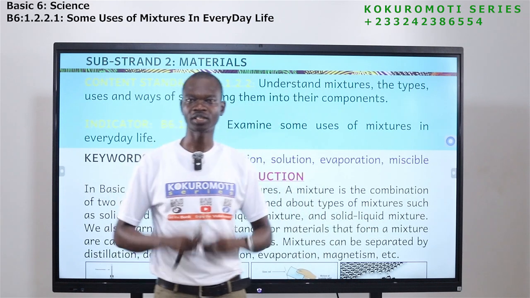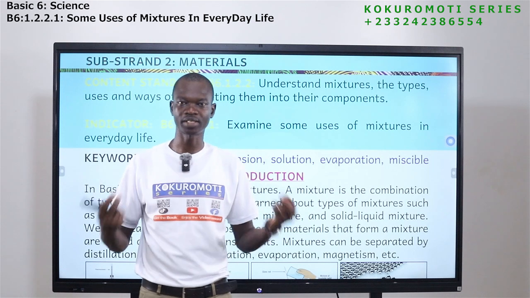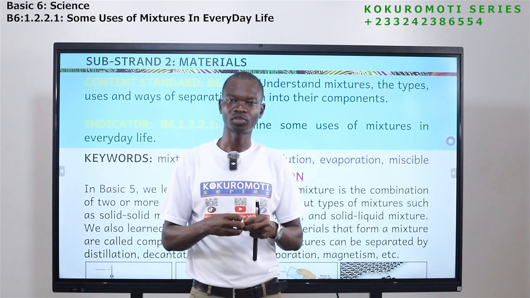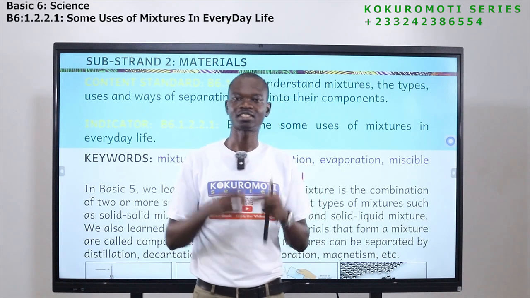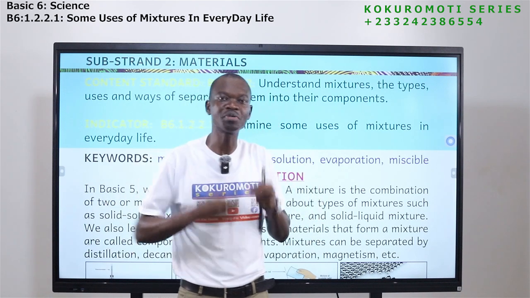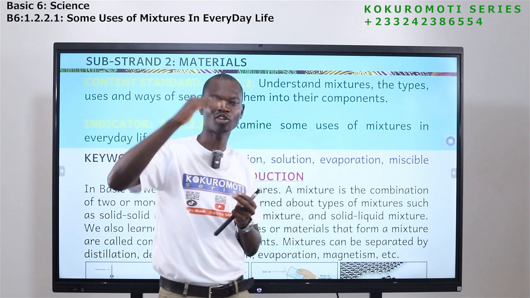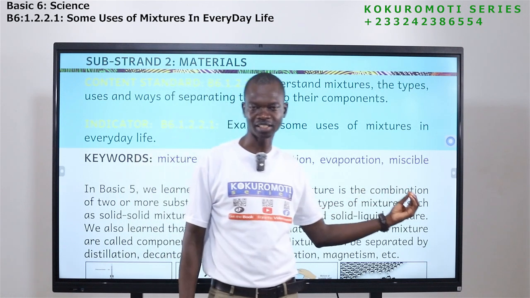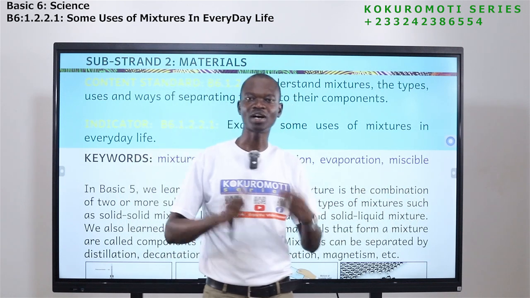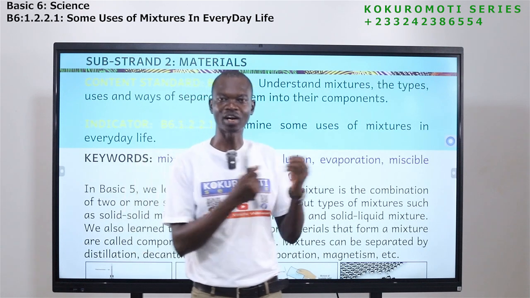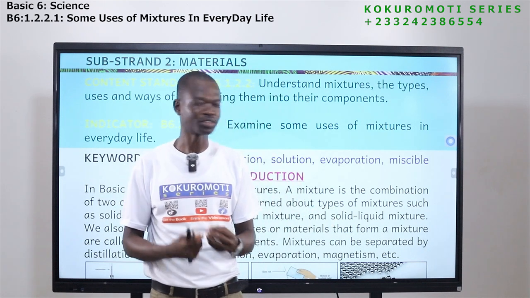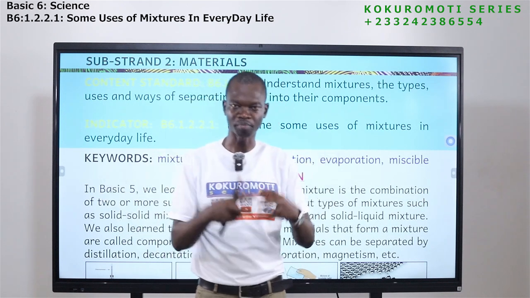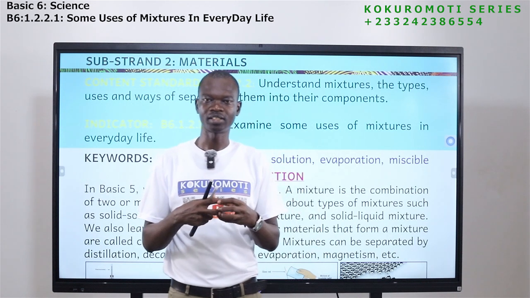Then we have miscible. So when you use this word, we are talking about mixture that contains two liquids. So liquid mixture. Some of the liquids, you can mix them and they will form one layer. Some of them too, when you mix them, they cannot be mixed. You see one on top of the other separately. So the ones that are able to mix completely, they are called miscible. The ones that are not able to mix to form one layer, they are immiscible. So miscible, we are talking about liquid mixture, where the two liquids can mix completely to form one layer.